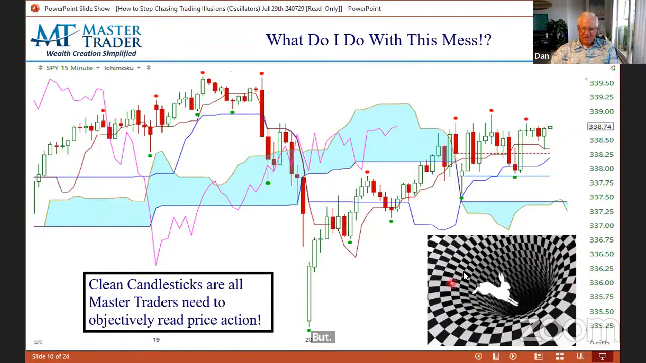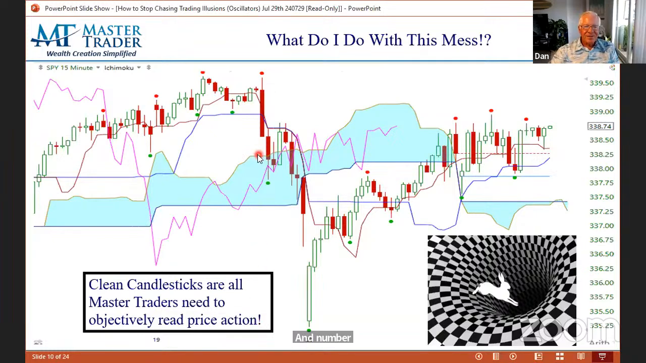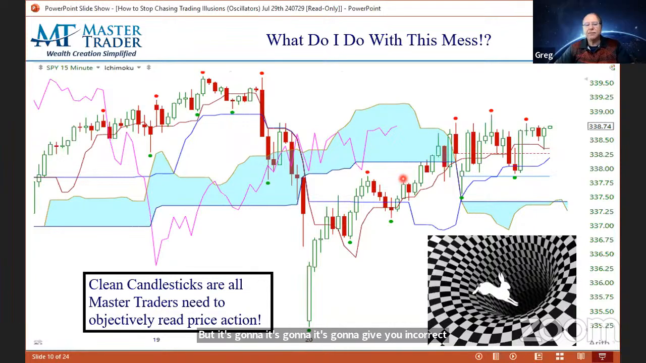So yeah, I love this graphic here of the rabbit hole. This is what somebody's trying to sell you as the Holy Grail. So number one, it clouds my interpretation of objective price action. And number two, I don't know how to read this thing, but it's going to give you incorrect information. It's confusing.